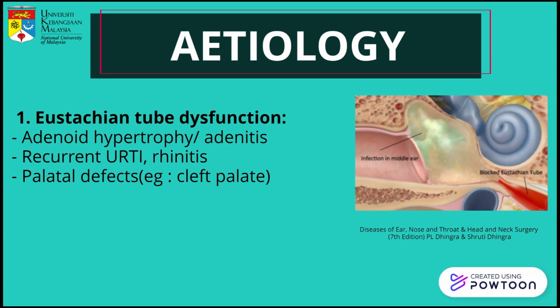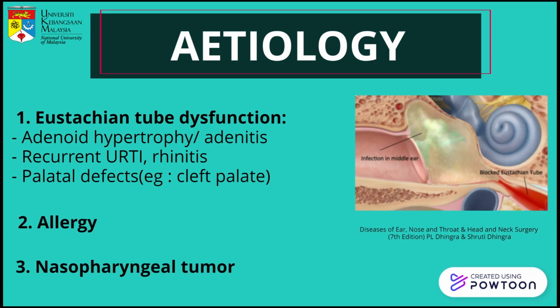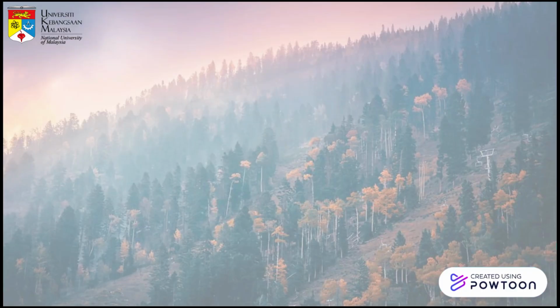Etiology of otitis media with effusion includes the first one, eustachian tube dysfunction, which can be seen in adenoid hypertrophy or adenitis, recurrent URTI, rhinitis, and palatal defects, for example, cleft palate. The second one is allergy, and the third one is nasopharyngeal tumor.